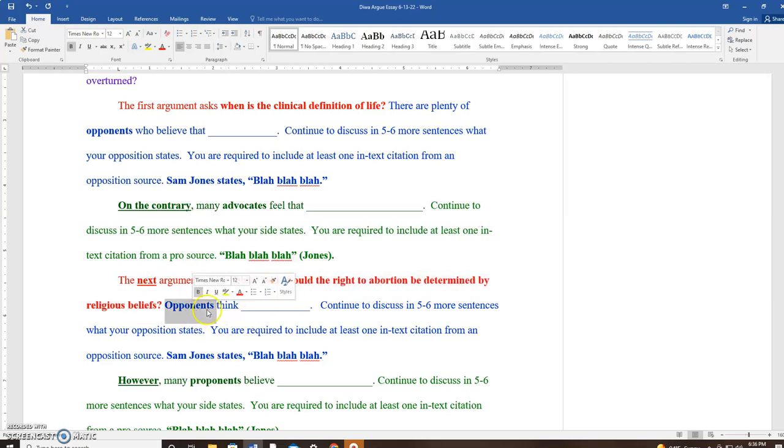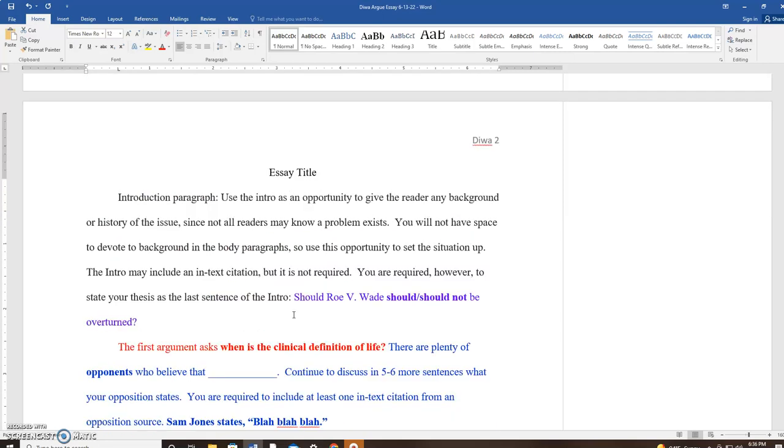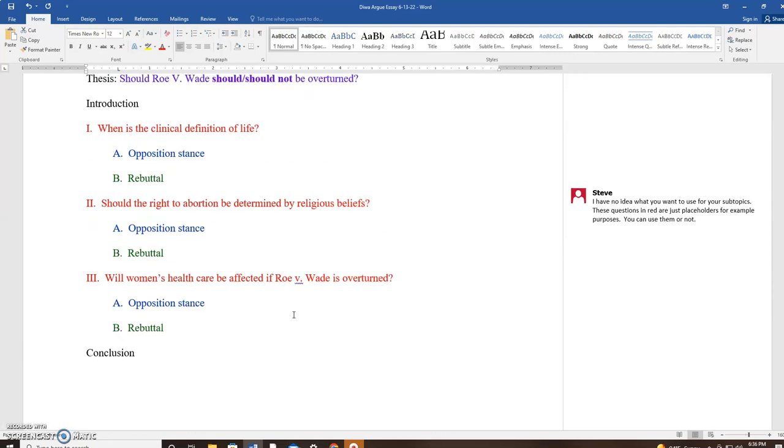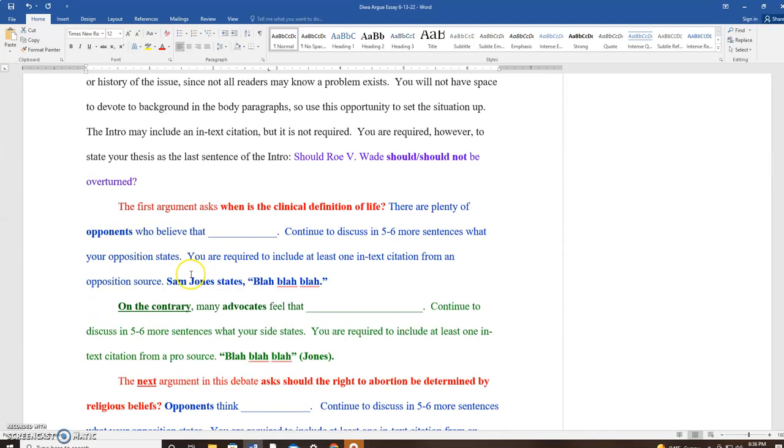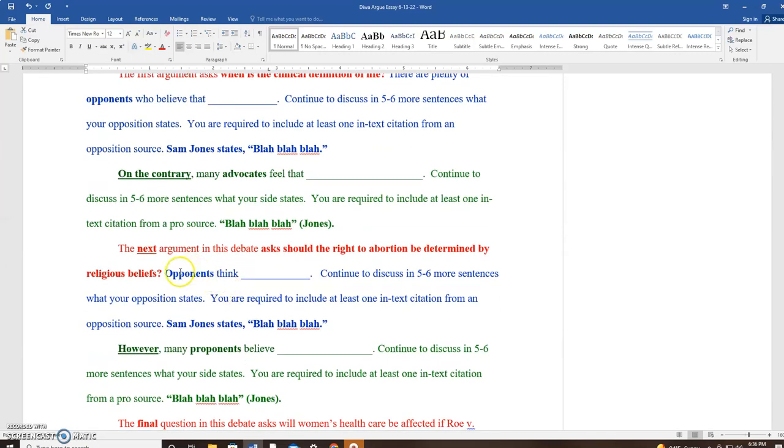The opponents to Roe v. Wade think probably it should be determined by religious beliefs. Once again, it's up to Landry what she wants to use here. And it's up to you what you guys want to use. This is just for example purposes. Okay, moving back down here. This is what the opponents think.